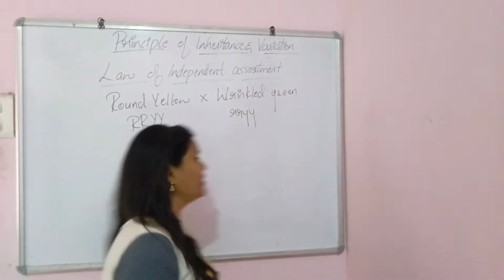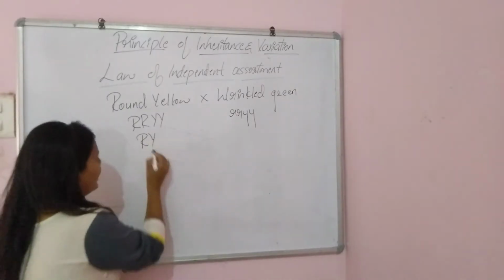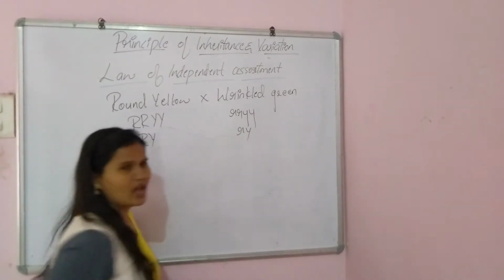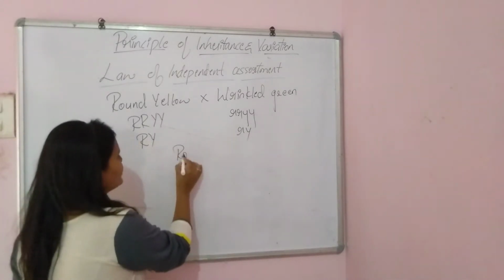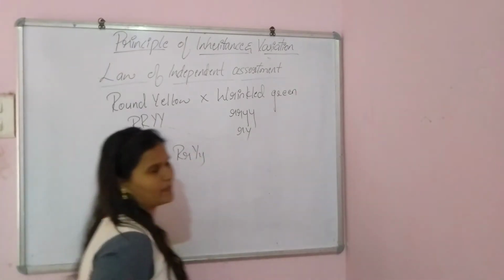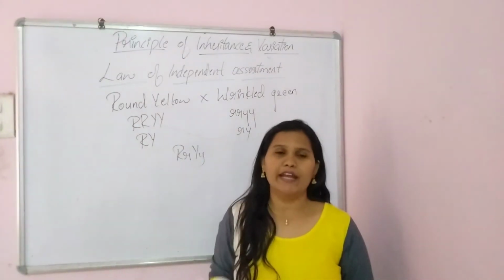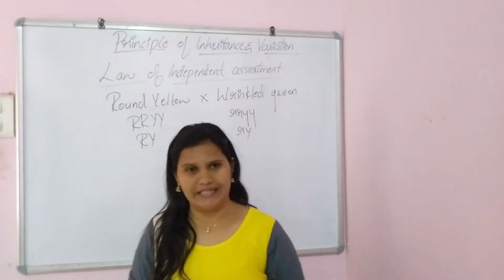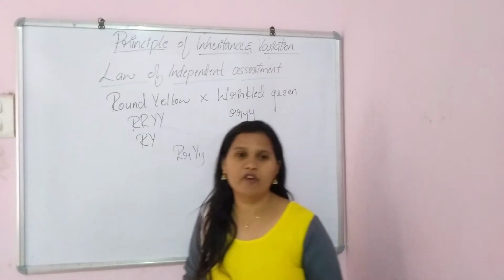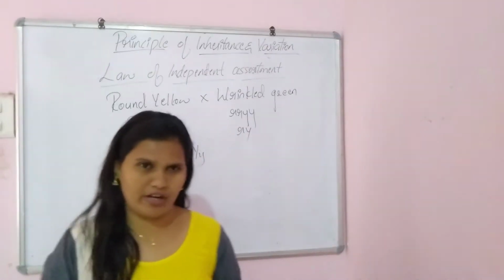And the gametes we got were RY and here small ry, and the offsprings are capital R, small r, capital Y, small y, where these are the heterozygous round yellow seeds. Till this it's clear for us, where it is the F1 generation.